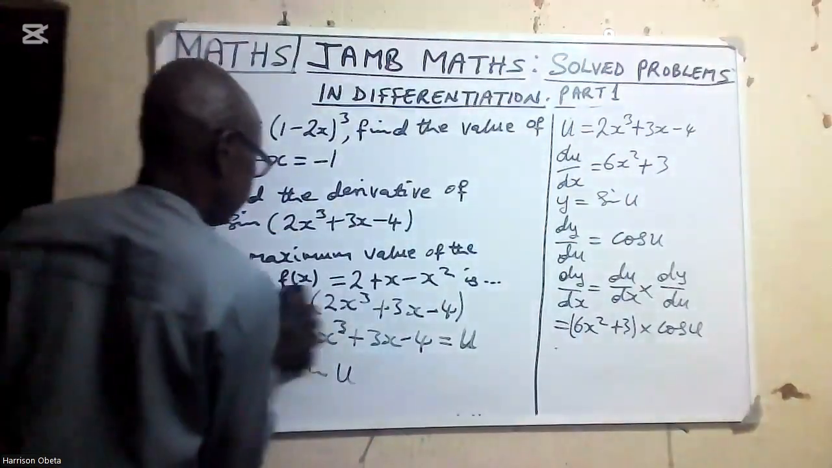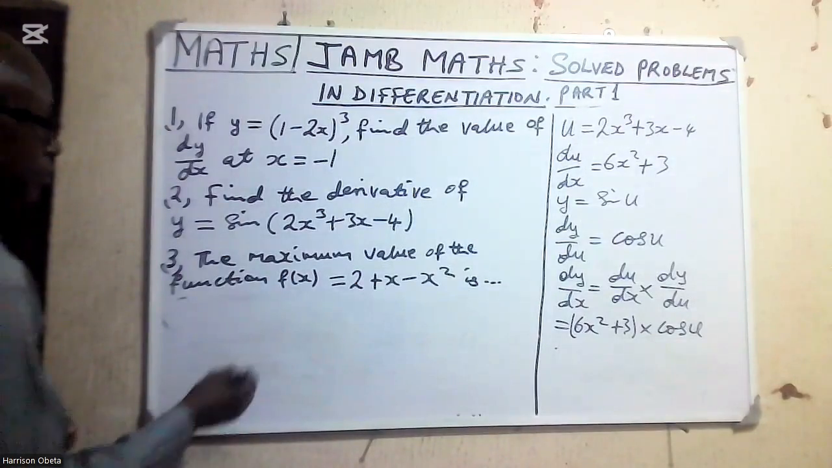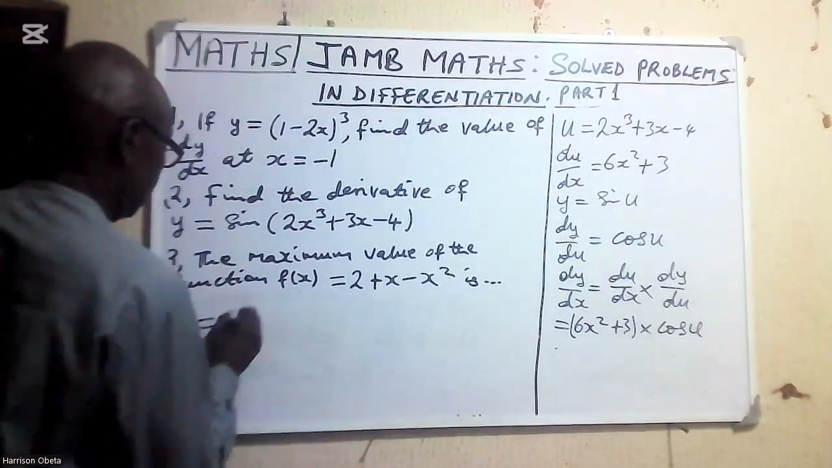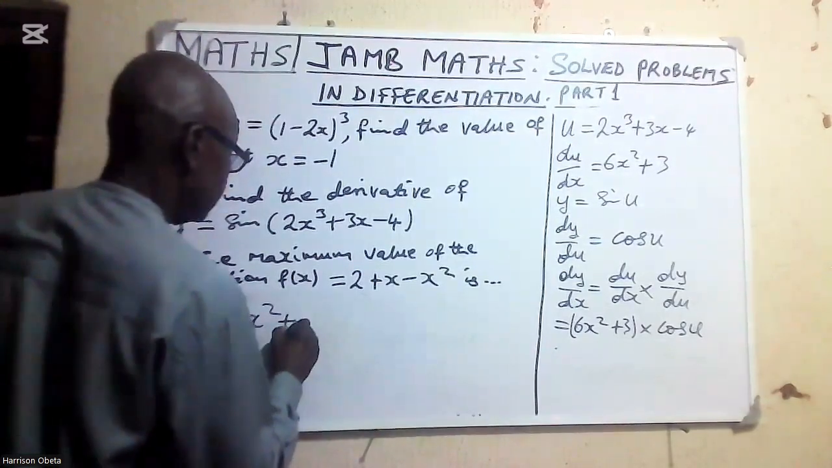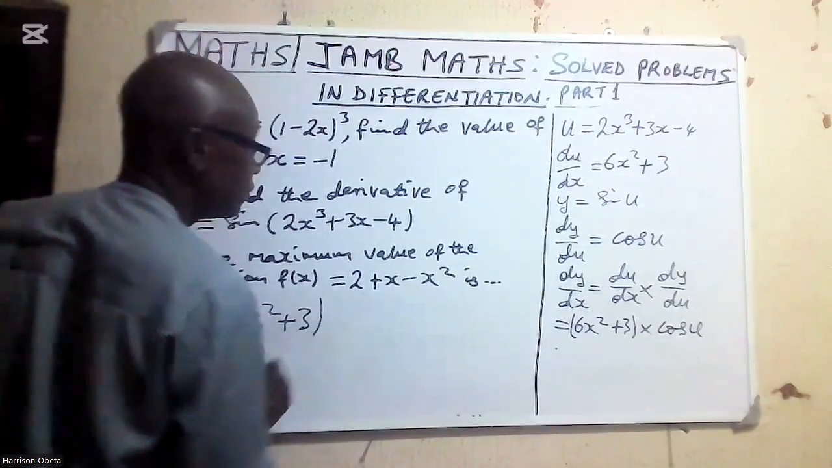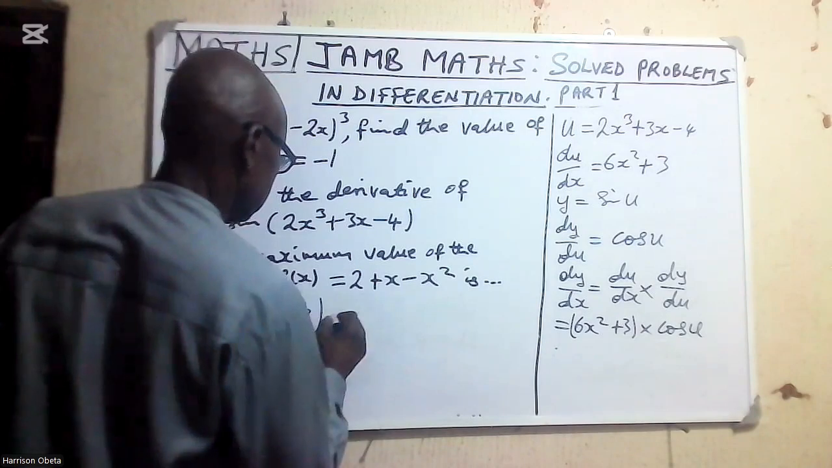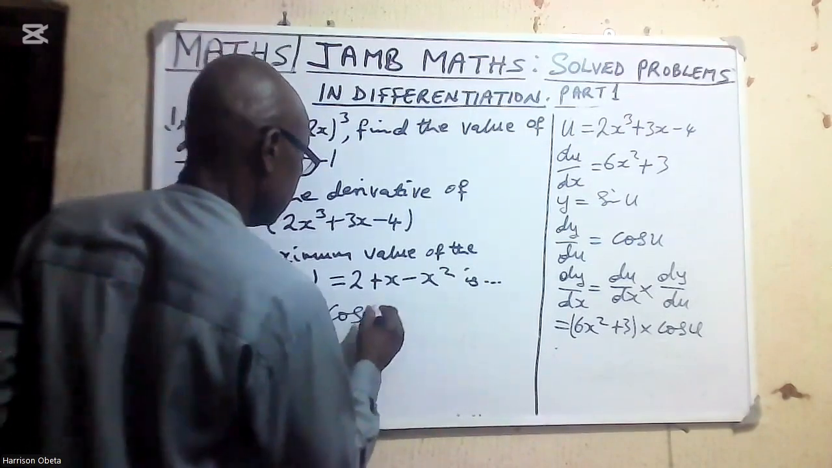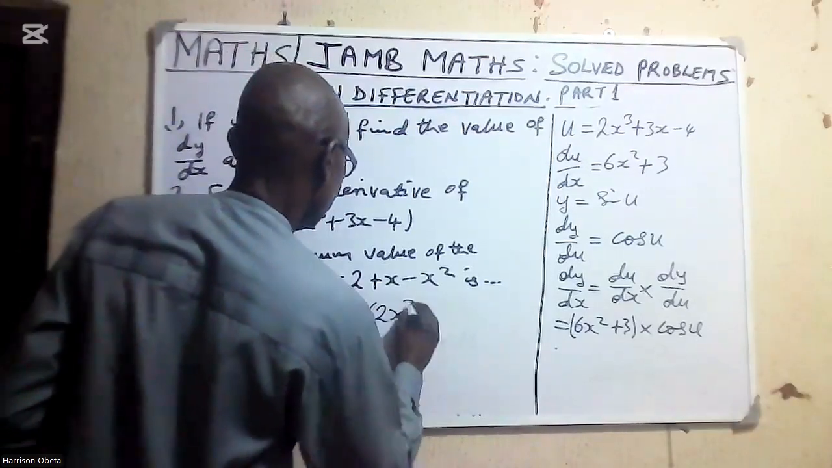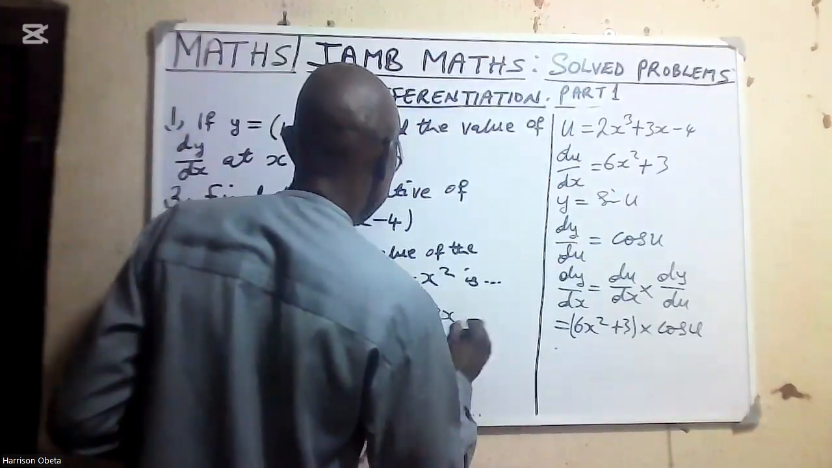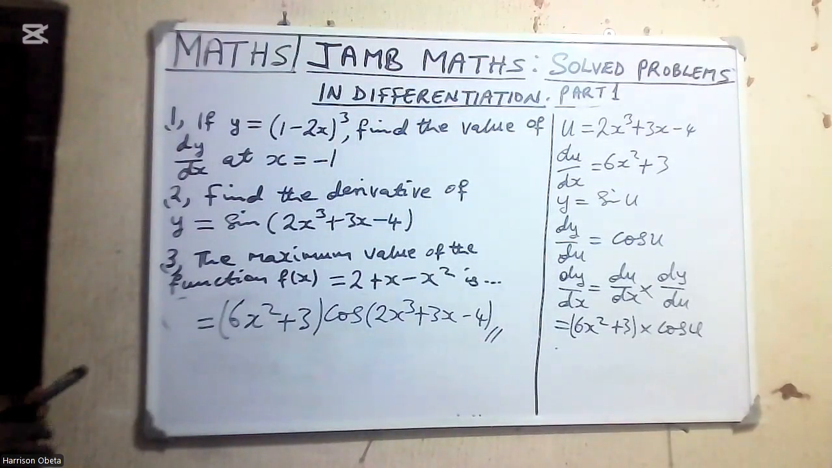Coming back here, we have 6x squared plus 3 cos brackets 2x cubed plus 3x minus 4. So this is the final answer to that.